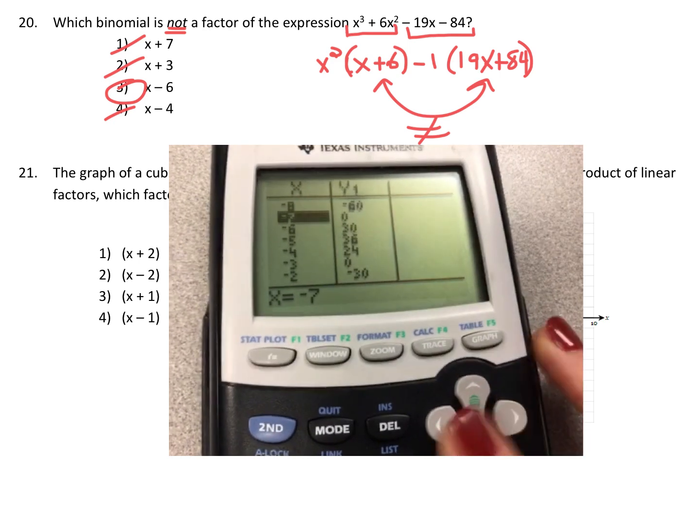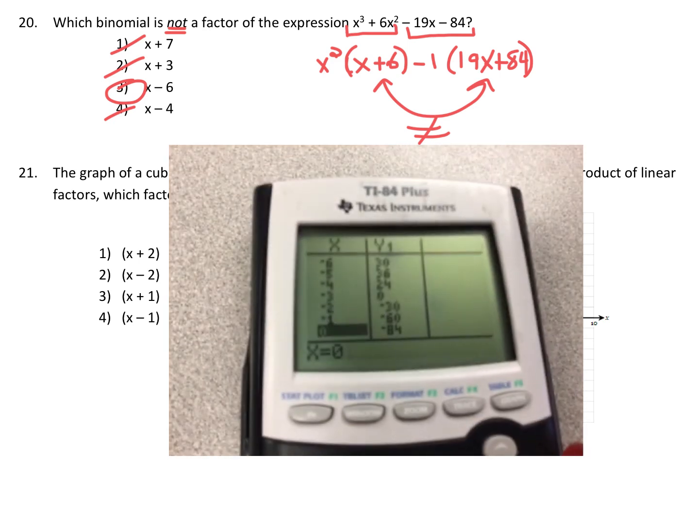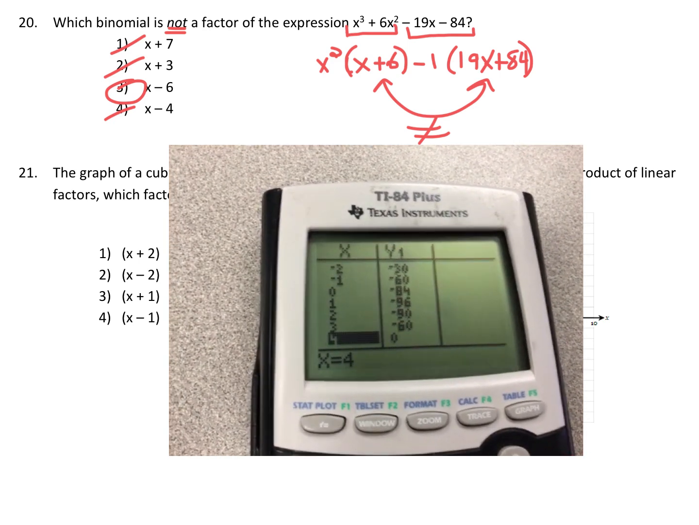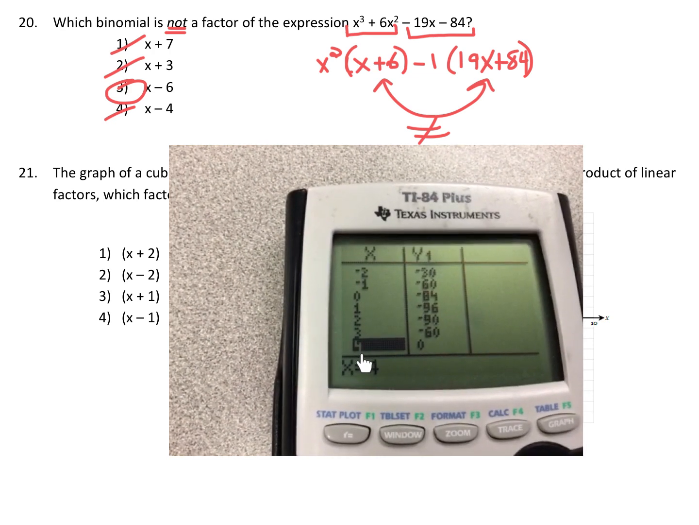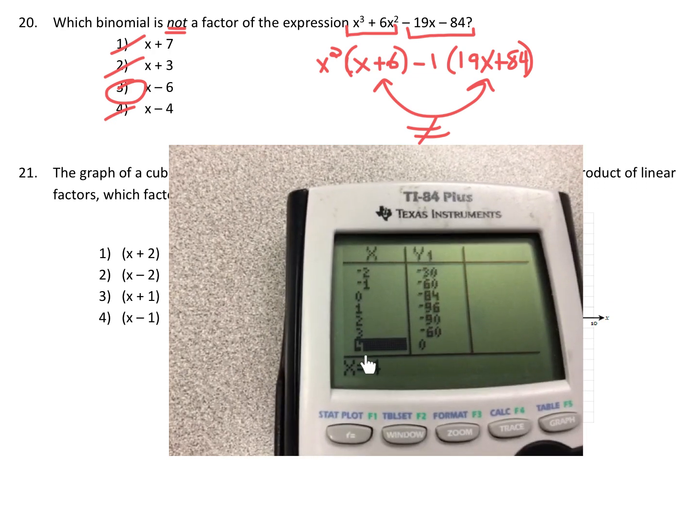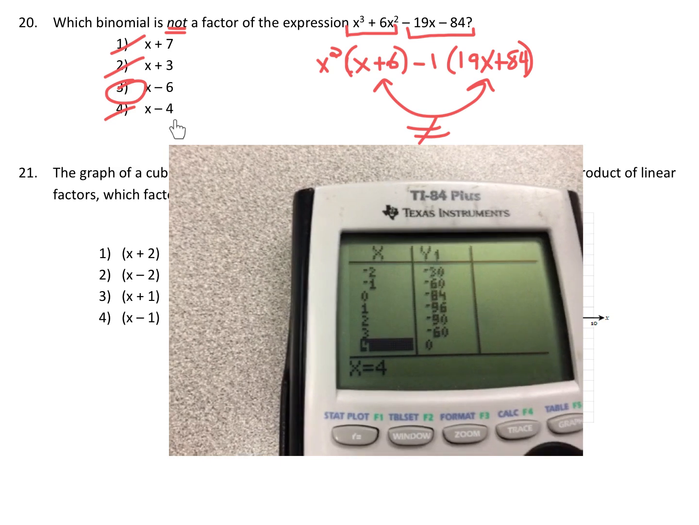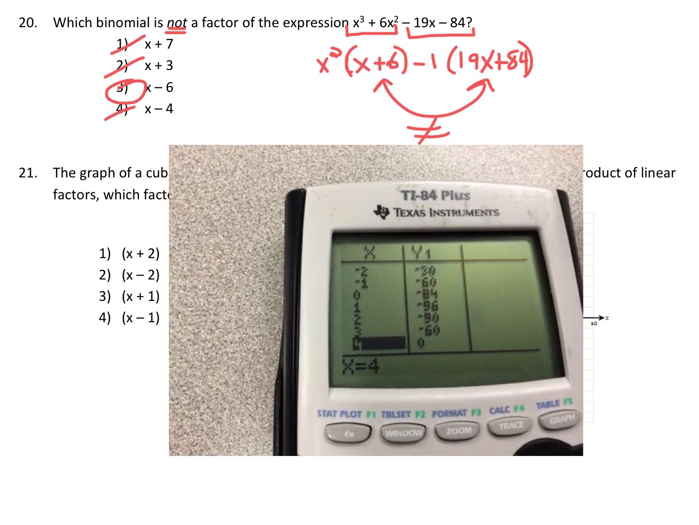And then if I scroll down, let's see, I have another one right here, okay, at 4, 0. So if x equals 4 is a 0, then x minus 4 would be a factor.